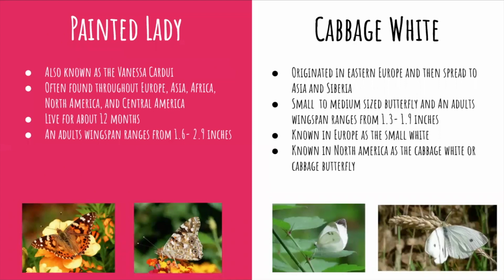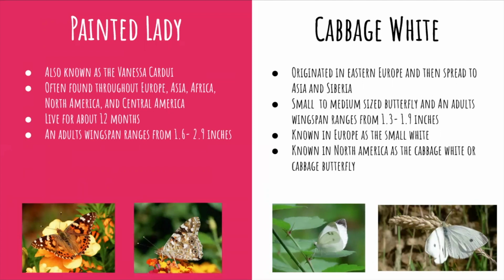Starting with the painted lady, it's also known as the Vanessa cardui. This butterfly was often found throughout Europe, Asia, Africa, North America, and Central America. They don't live for that long, they live for about 12 months, and an average adult wingspan of the painted lady ranges from 1.6 to 2.9 inches.